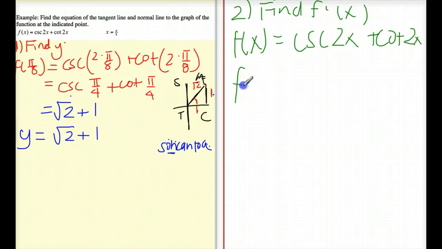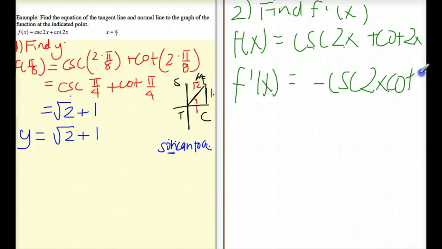f of x is equal to cosecant of 2x plus cotangent of 2x, right? So to take the derivative of a trig function, take the derivative of the word. So the derivative of cosecant is negative cosecant of the stuff, which is 2x, cotangent of 2x, right, times the derivative of the stuff. So the derivative of 2x is 2, so I'm going to stick that 2 here.